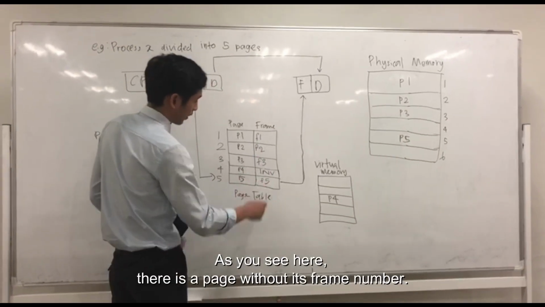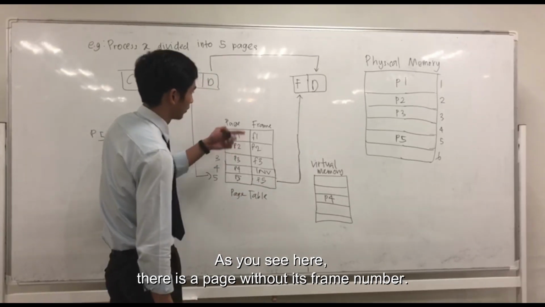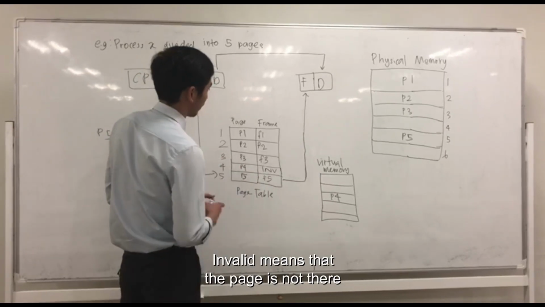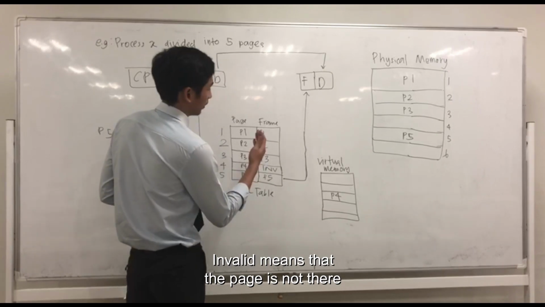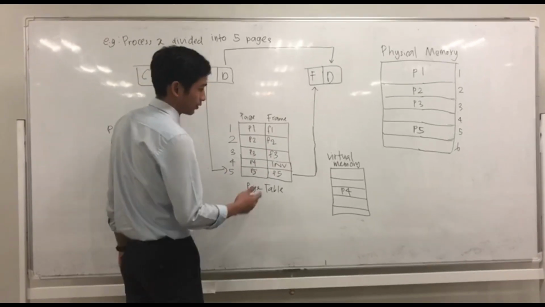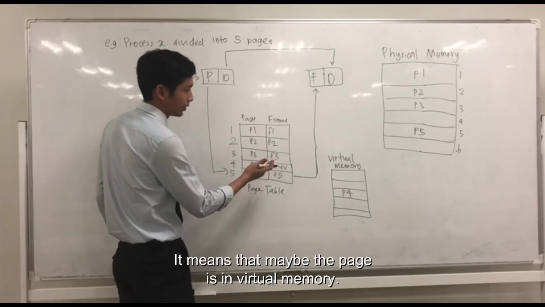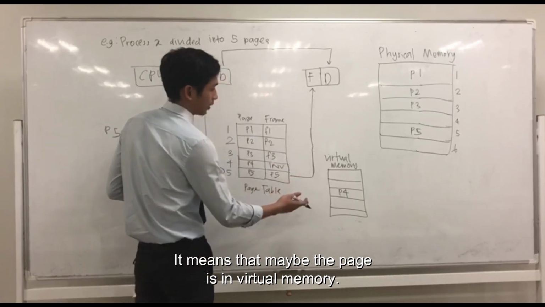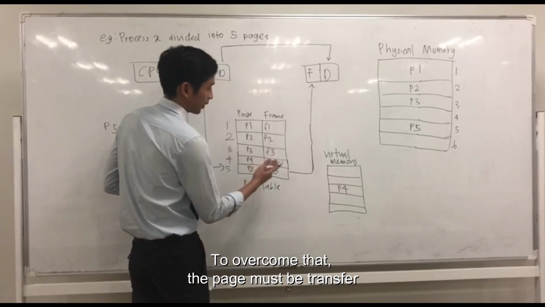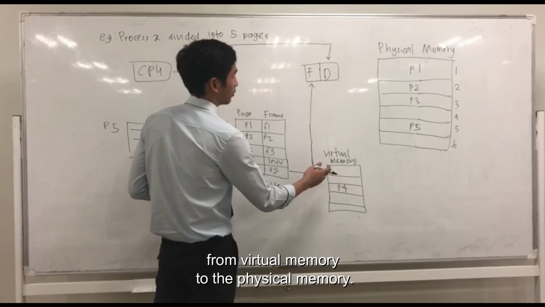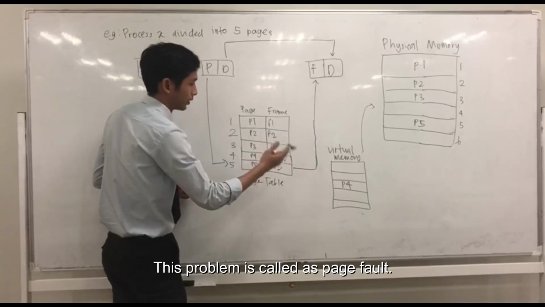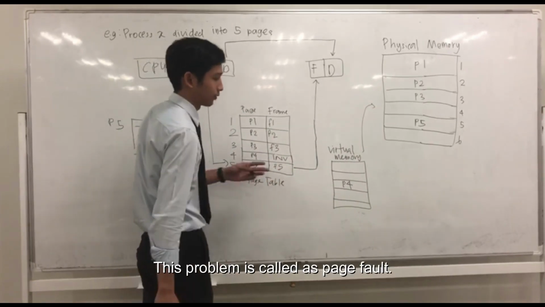As you see here, there is a page without its frame number, which is page 4. Invalid means that the page is not in physical memory. So it means that maybe the page is in virtual memory. To overcome that, the page must be transferred from virtual memory to physical memory. So this problem is called a page fault.